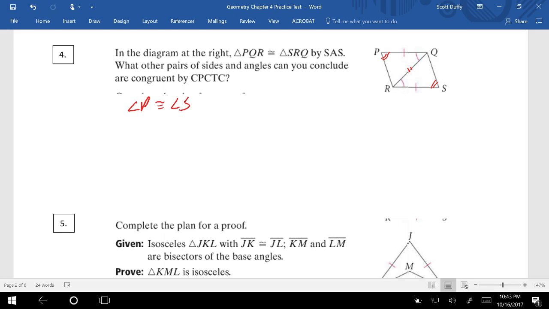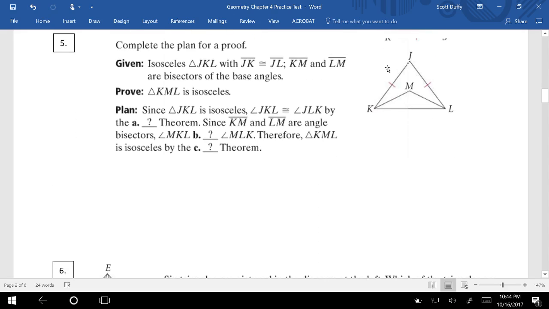And then I can say that PR is equal to QS, or I should say SQ, put it in the right order. And then this angle right here would be congruent to this angle right here. And this angle right here, I'll call it PRQ. And this angle, I'll call it SQR. And that is about it.